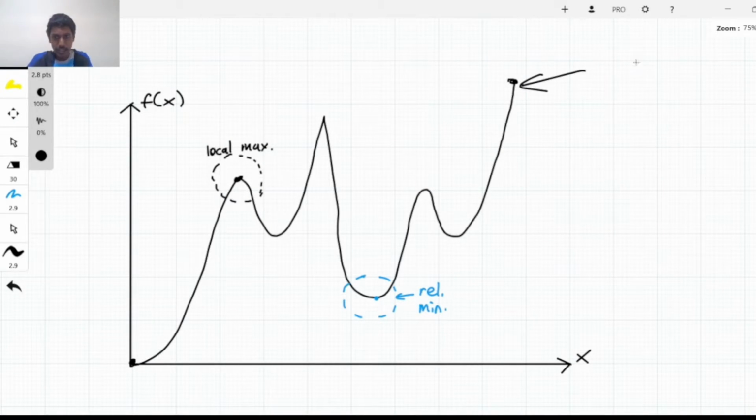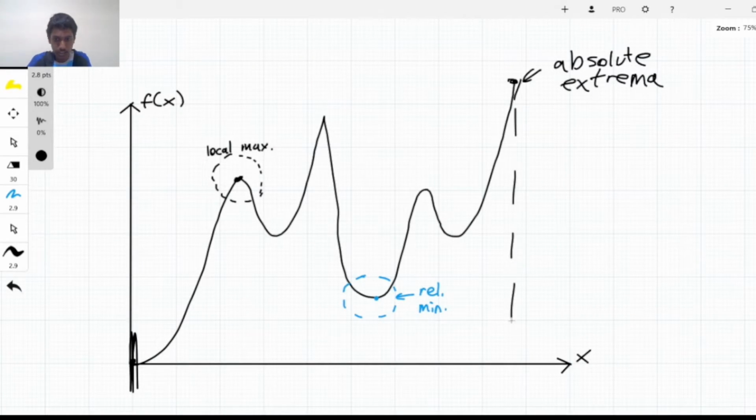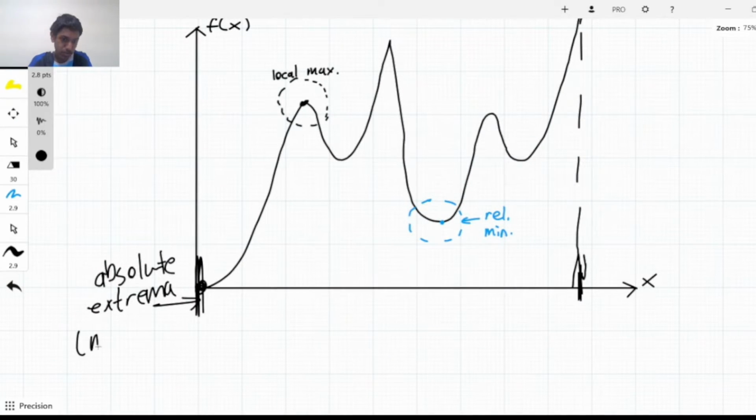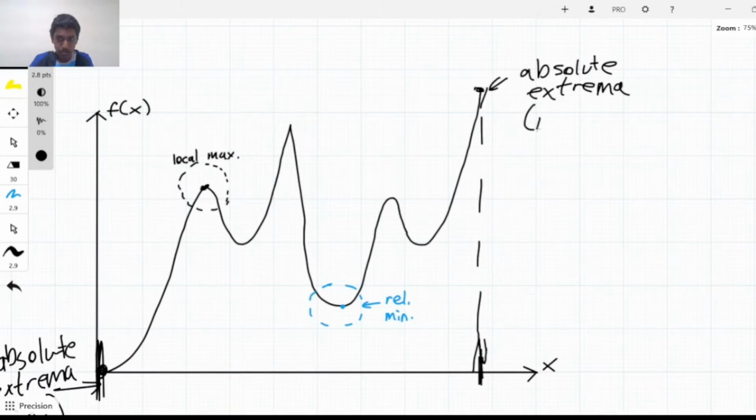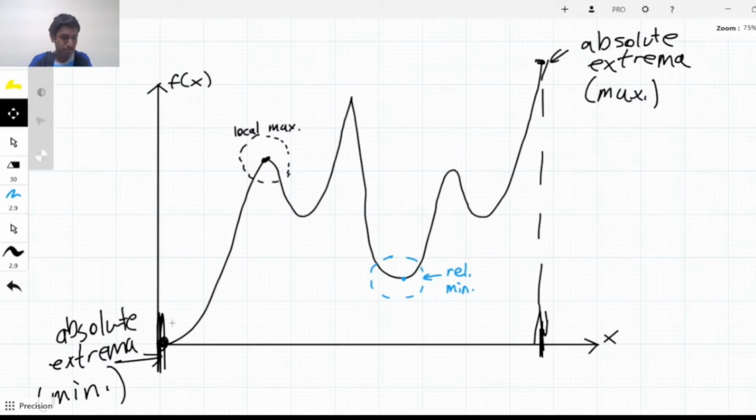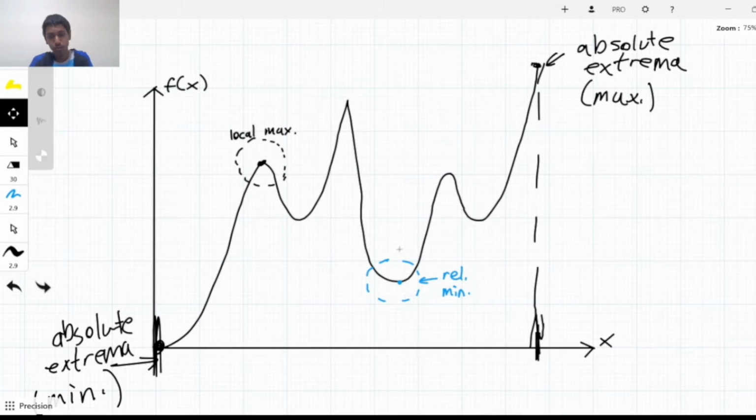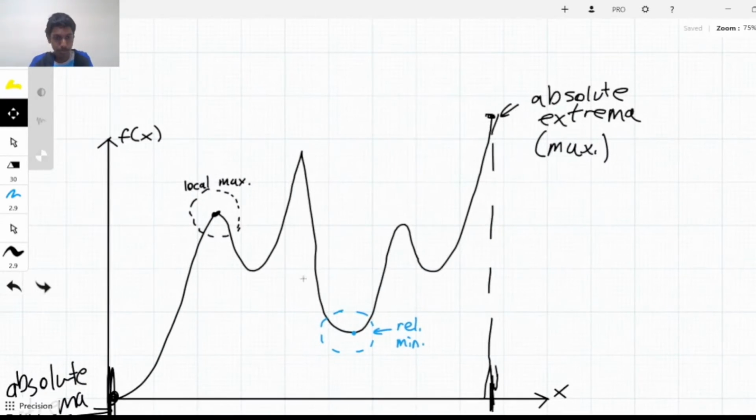Now this point, we would call an absolute extrema, because in this interval where I've defined the function, it is the highest value in this interval. So it's an absolute extrema. Down here, this would also be an absolute extrema. In this case, it would be an absolute minimum, and the above would be a maximum. Again, that point is the lowest point in the entire interval, and so it is an absolute minimum.